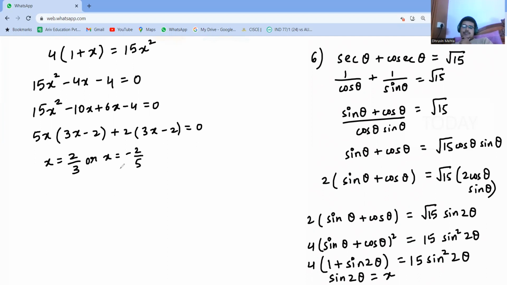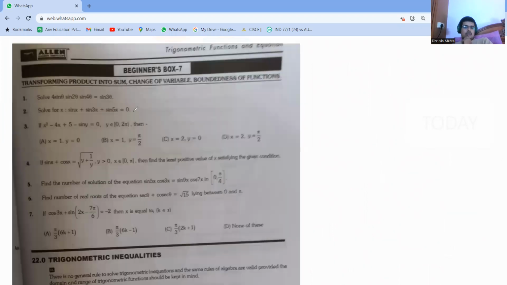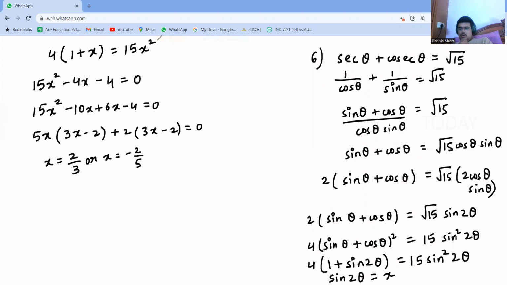What are you getting, Trisha? So this is what is coming. Done? Okay. So the question is, find the number of real roots, and in 0 to pi it is said, so only one real root is possible because sine is positive in 0 to pi, so there's only one such value possible.